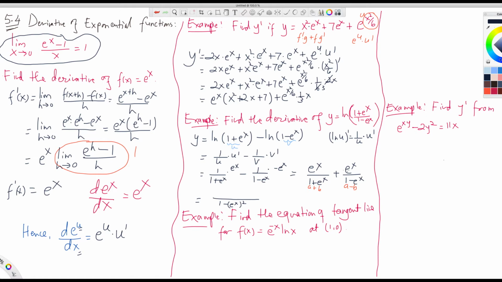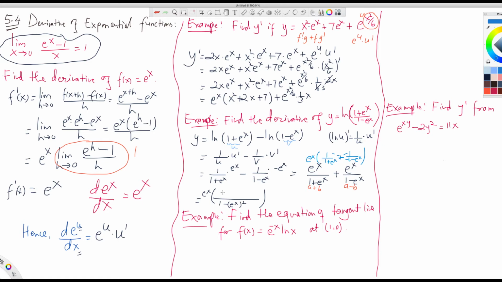You can pull that e to the x outside, okay? If you pull that e to the x outside, what is left is 1 over 1 plus e to the x, and then plus 1 over 1 minus e to the x. That's what you will get. You see that? If you pull that e to the x out, then you combine these here. How do you combine that? You just do the cross multiplication, right?